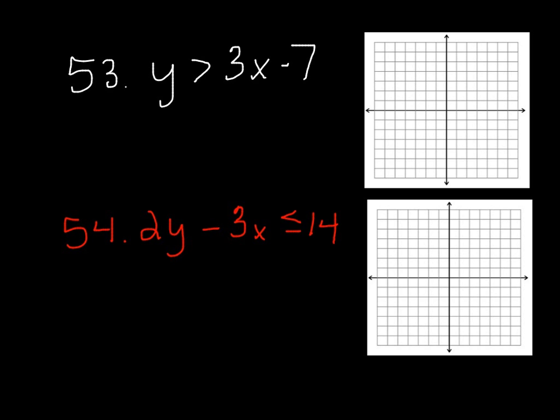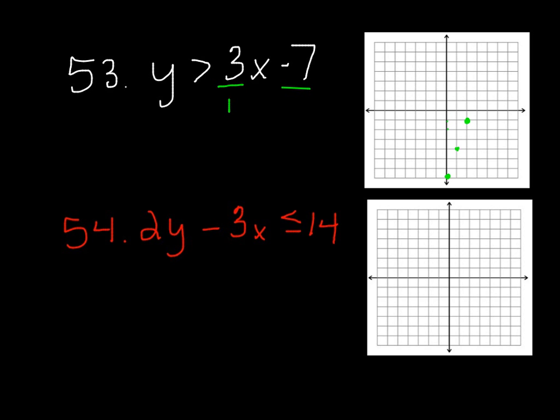The first thing you're going to do is graph the y-intercept, which is negative 7. So we're going to go down on the y-axis 7 places: 1, 2, 3, 4, 5, 6, 7, which is the very bottom right here. And then we're going to do the slope, and the slope is 3 over 1. So we're going to go up 3 over 1, and then up 3 over 1.